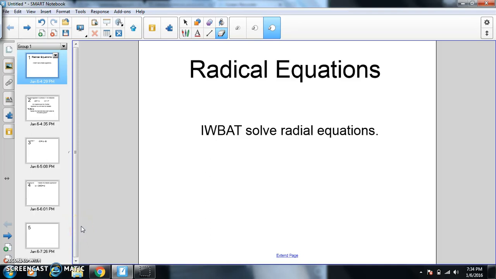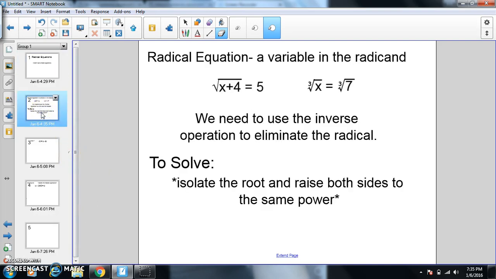Hey guys, so today we're going to start talking about radical equations and we'll be able to solve a radical equation. So what is a radical equation? A radical equation is just an equation with a variable inside a radicand. See in our first example we can see that we have an x plus 4 inside of our radical, and in our second equation we have the cube root of x.